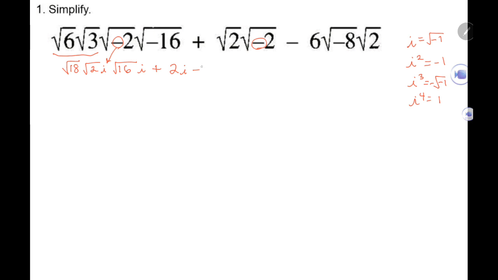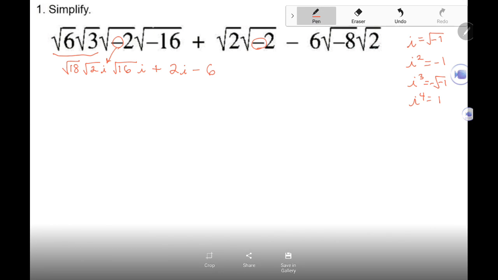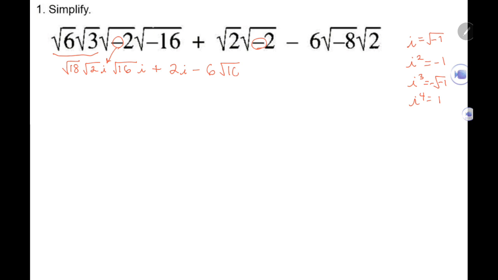Then we'll say minus 6. And we've got 8 times 2 is the square root of 16 there. If I put the 8 and the 2 together, I multiply them. I have a negative, so I'm going to say i there as well.